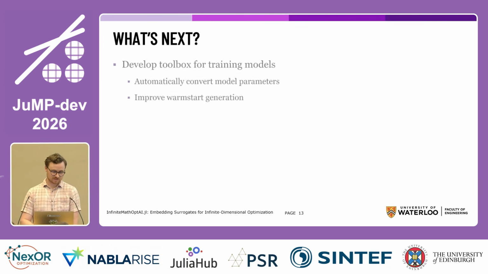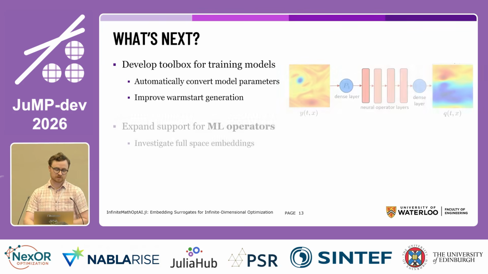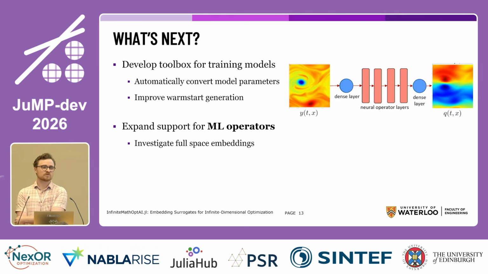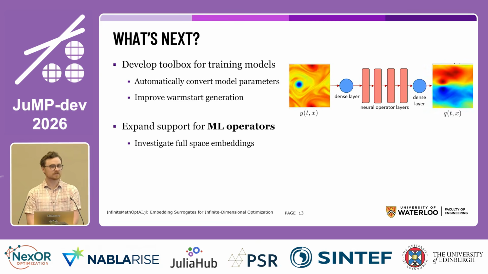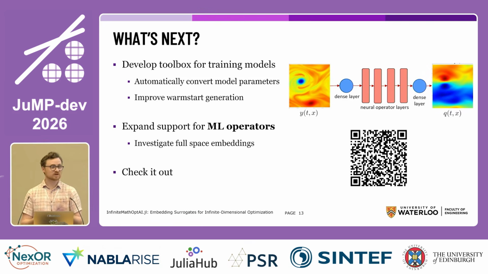Okay, so what's next? We want to better develop this functionality into a more formal toolbox so we can automate some of the tips and tricks to get these to converge more consistently, and improve things such as better warm starts. We want to expand our support for surrogates that are infinite dimensional specific, such as neural operators. I have a student working on that right now, which gives us a nice way to capture especially PDE type systems.